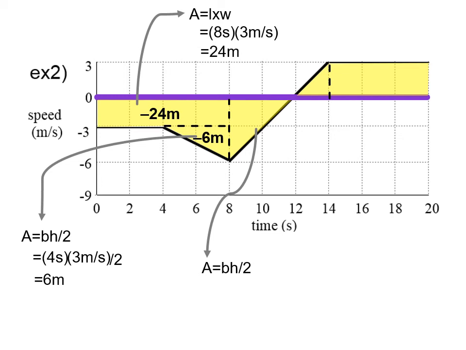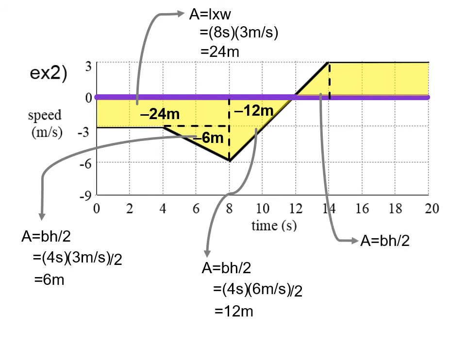Now the next triangle. The base is 4 seconds because it goes from 8 to 12 seconds. The height is 6 meters per second because it goes from -6 to 0 meters per second. So 4 multiplied by 6 divided by 2 gives me 12. And once again, it's below 0, so I will write the distance as -12 meters.